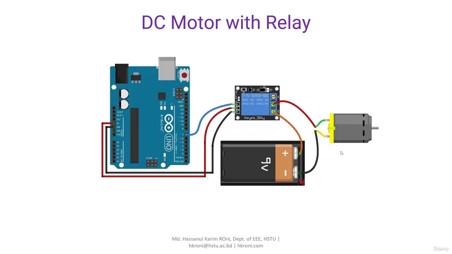If you are working with a single motor and you don't want to use the motor driver, you can use relays also. Here the relay will receive a signal from Arduino and the power will be supplied from an external voltage source using the relay output NO-NC contacts with the DC motor. So this is also another configuration you can use for a DC motor.